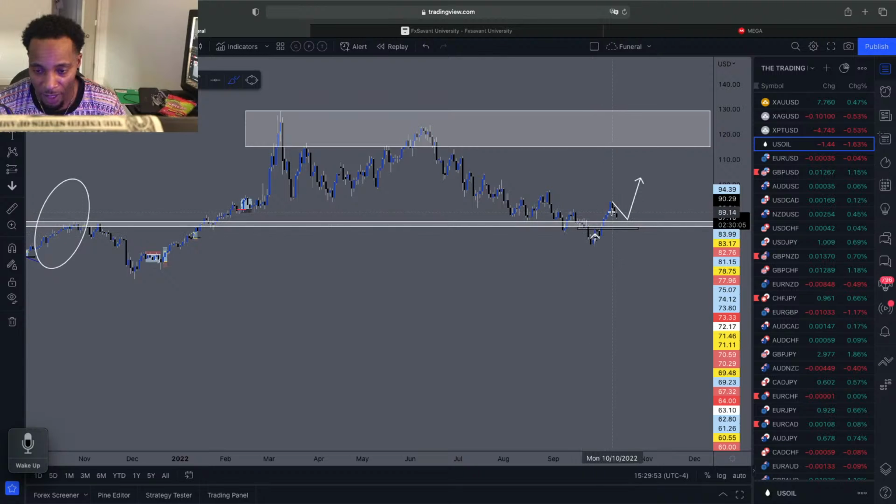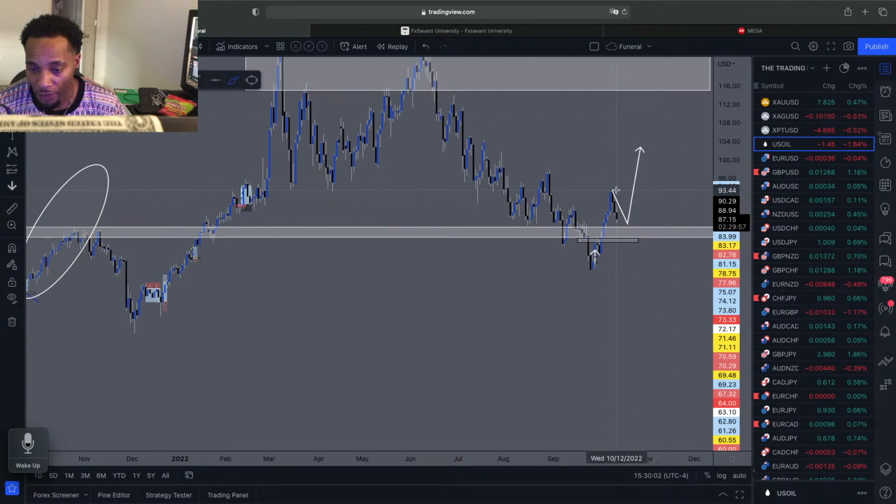Now, last time we spoke about this market, it was starting the retracement, and as we are right now, we are still in the retracement phase, which is lining up perfectly with the structure that we could see the continuation to the upside.